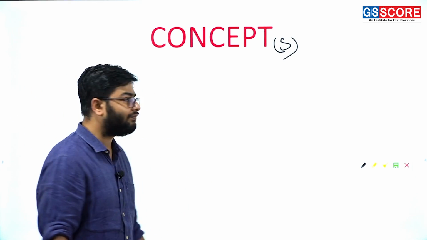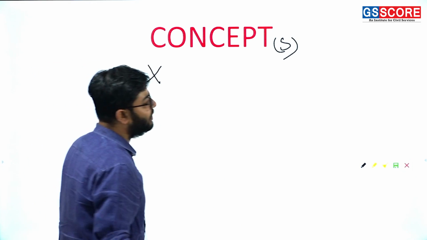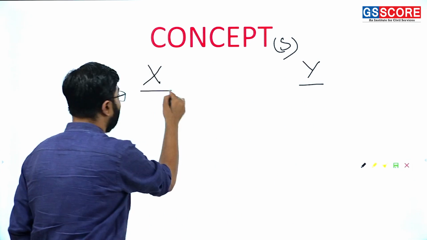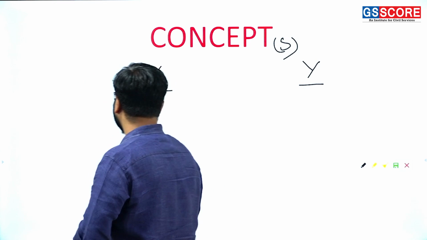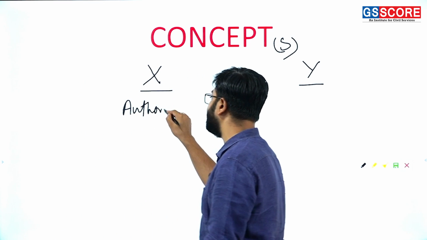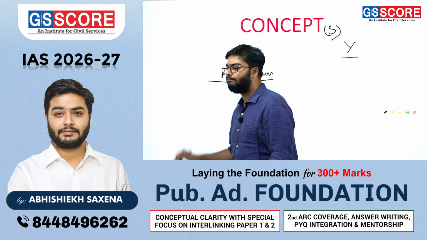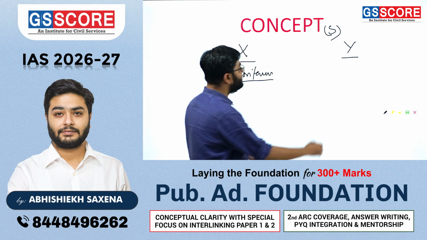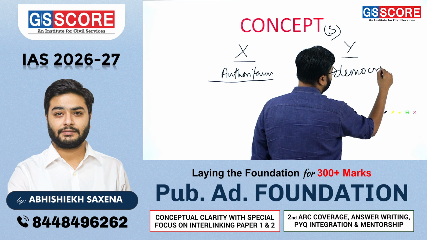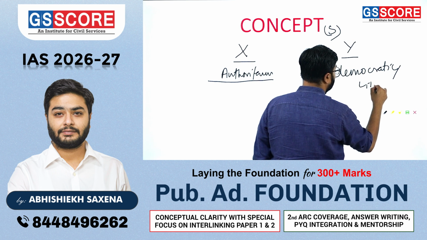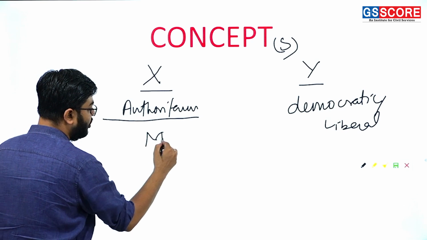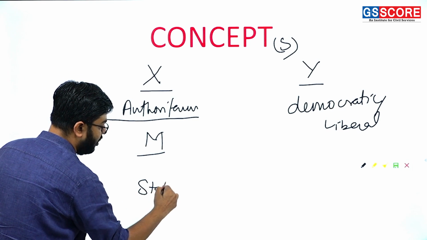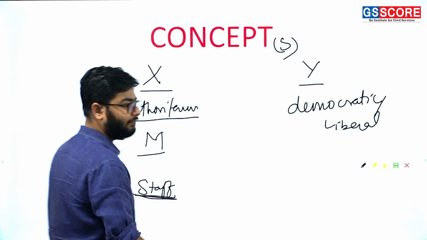Now, McGregor's model comes with two theories, Theory X and Theory Y. Theory X represents an authoritarian idea, whereas Theory Y is a far more democratic and liberal idea. So here the management is on top and the workers or staff is at the bottom.